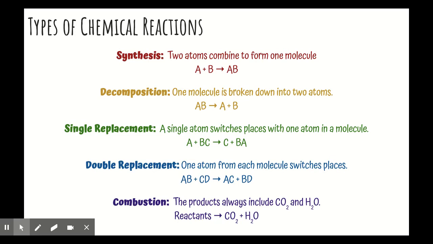So synthesis is when 2 atoms combine to form 1 molecule. So this is talking about 2 separate atoms, 2 singular elements that are in the reactants that are going to combine to produce a molecule. So they have bonded together in that process. So you start with an A and a B separately that yields an AB molecule together.